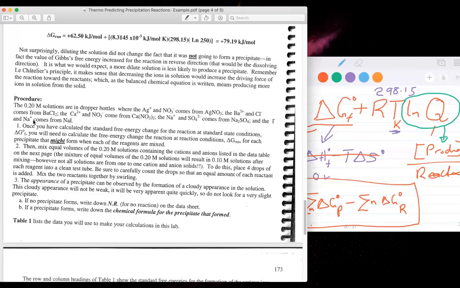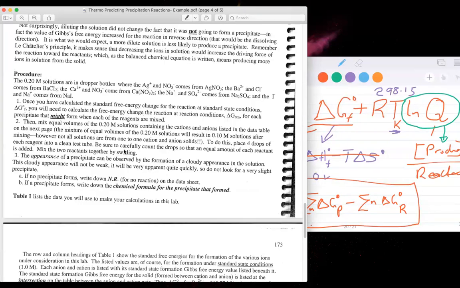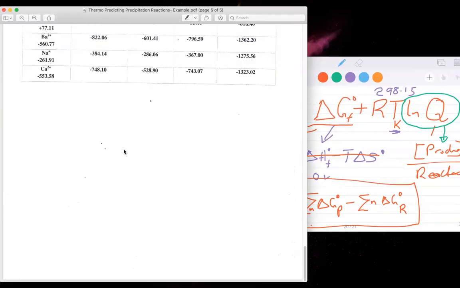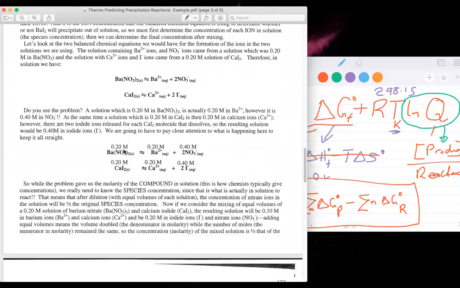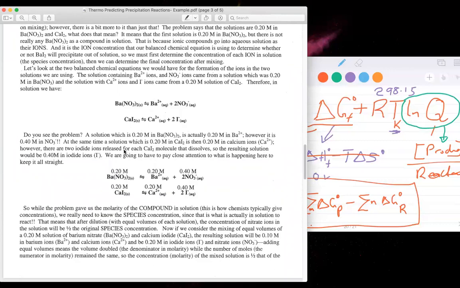Bear in mind that you have this concentration for all the reagents on the data sheet, and you are mixing equal amounts, whether it is 4 drops or 10 drops of each reagent. Look at this equation right here, before we look at one example on the data sheet.